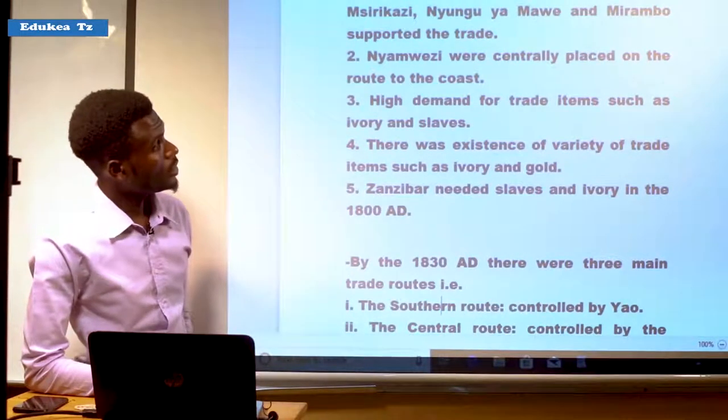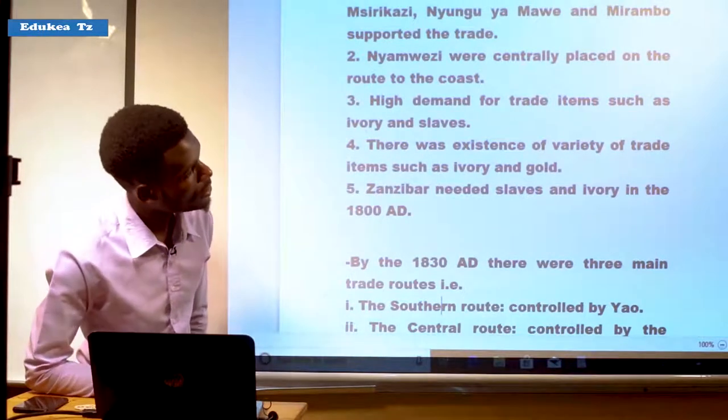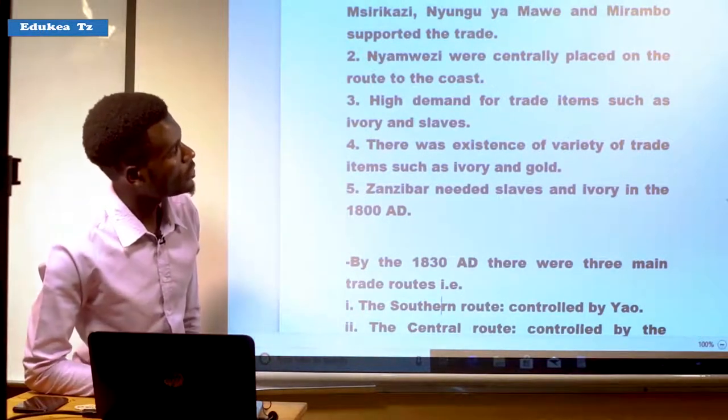But also the second reason, the Nyamwezi were strategically placed on the route to the coast.